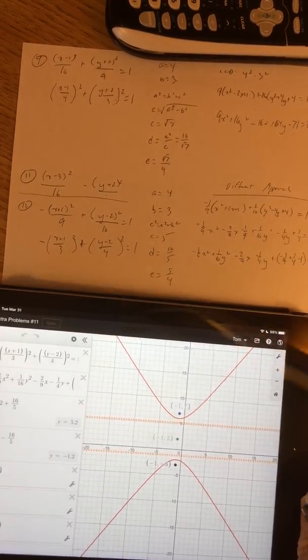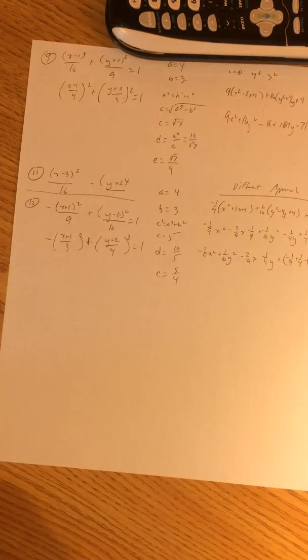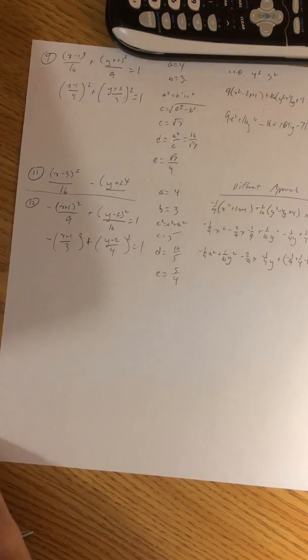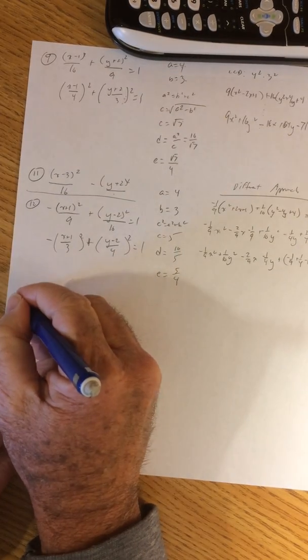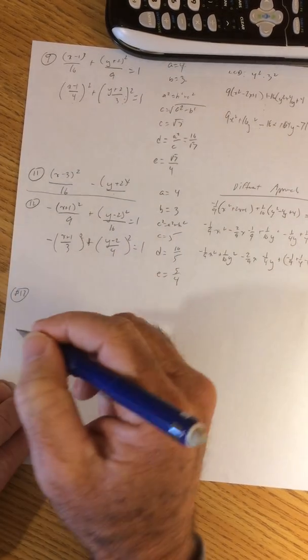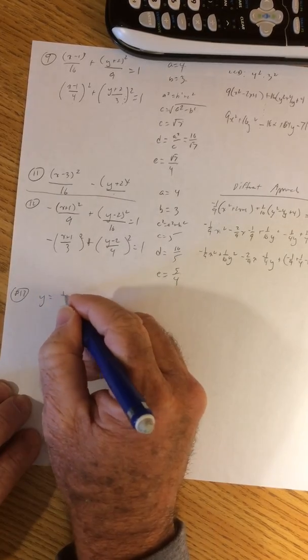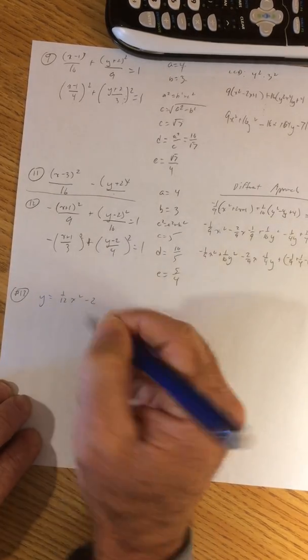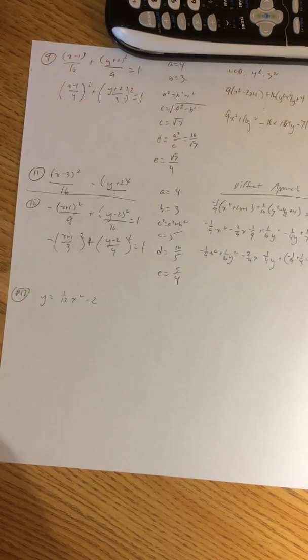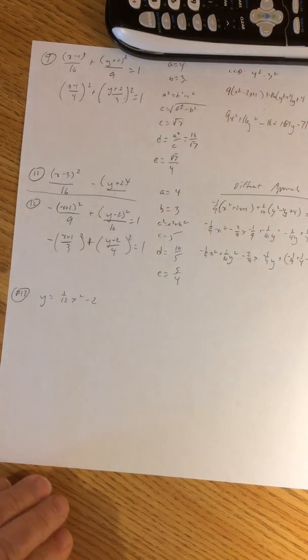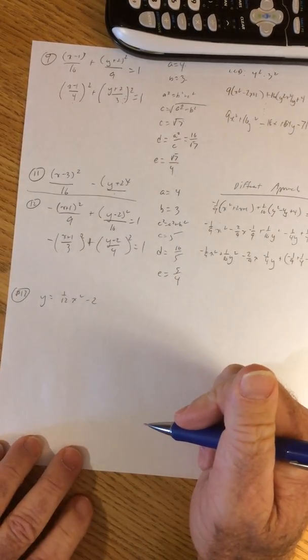Okay, we got one more example, and that's a parabola. The parabola is much easier, actually, and that'll be number 17 is the example. So you'll do number 18. All right. Y is equal to 1/12 x squared minus 2 is how it comes in the book, and you're very familiar with that.